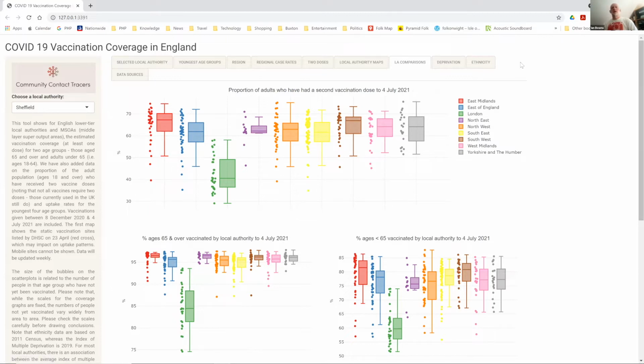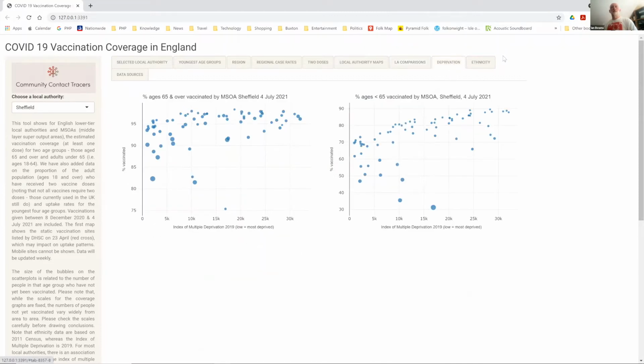Right, I'm getting to the end, so bear with me. Now, the last two sets of graphs are slightly different. And these are what we call scattergrams, scatter diagrams. And basically, what we've taken is the small areas within the chosen local authority, so in this case, Sheffield.